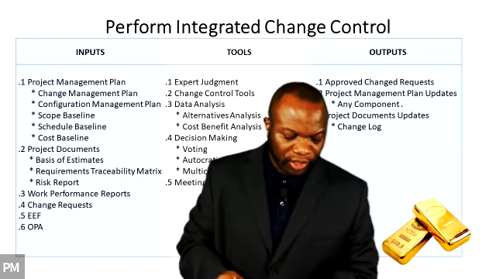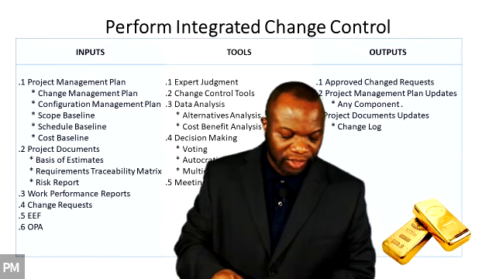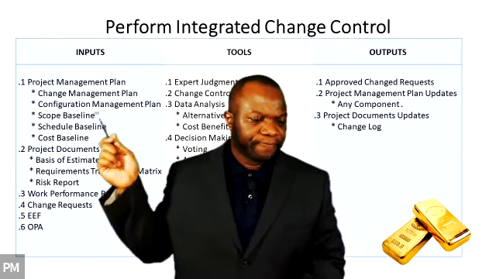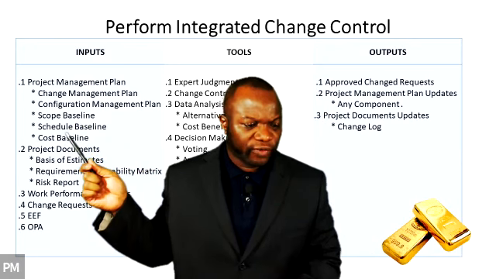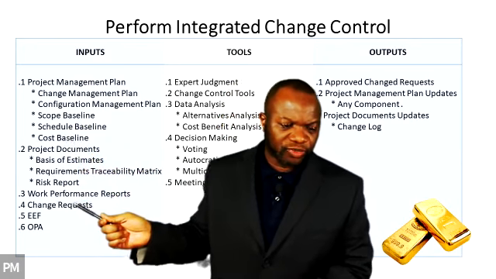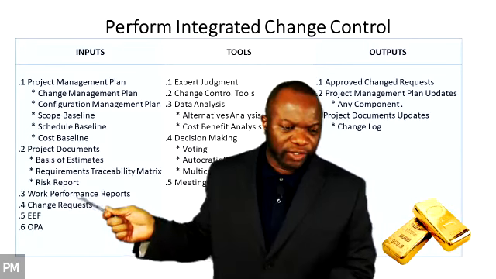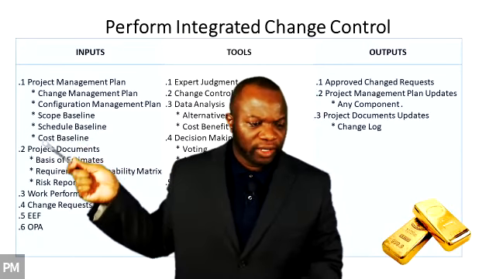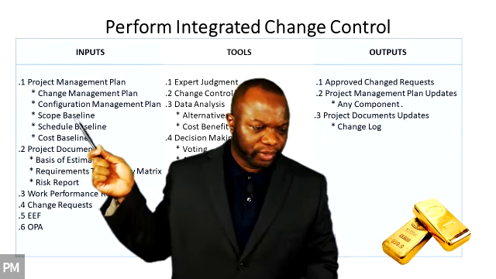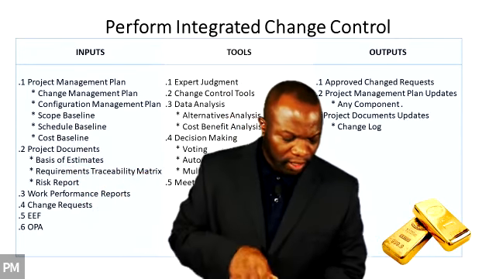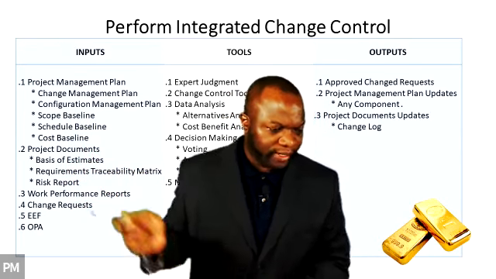So these are going to be used to assess the impact to scope, impact to schedule, impact to cost. For what? For those change requests. Every change request needs to be assessed against those triple constraint items: schedule, cost, and scope. Don't forget that. All right, next one here is project documents.